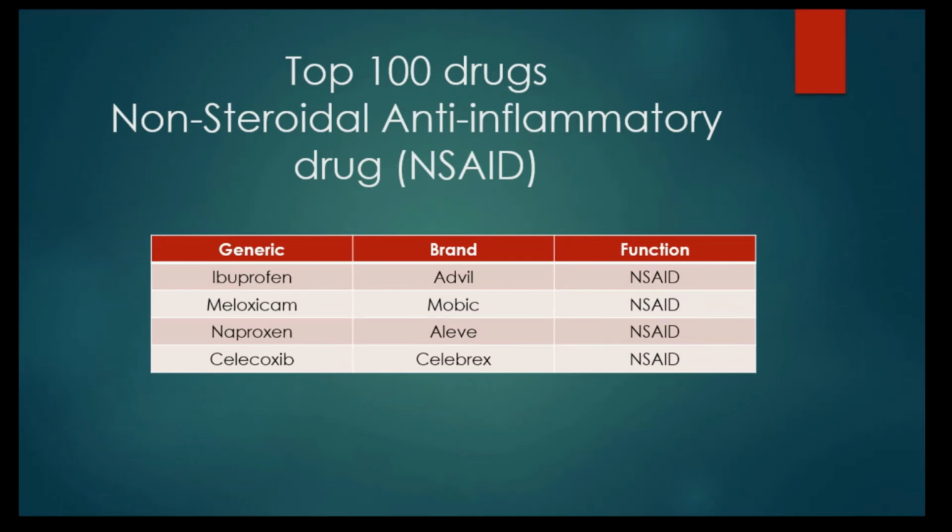And we've got NSAID drugs, such as ibuprofen, otherwise known as Advil, meloxicam, which is Mobic, naproxen, also known as Aleve, and celecoxib, also known as Celebrex.